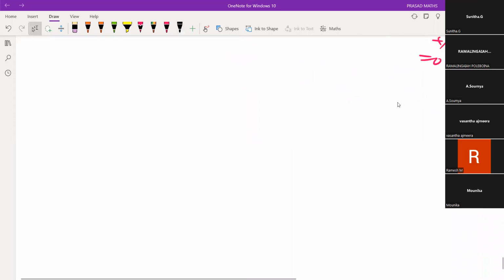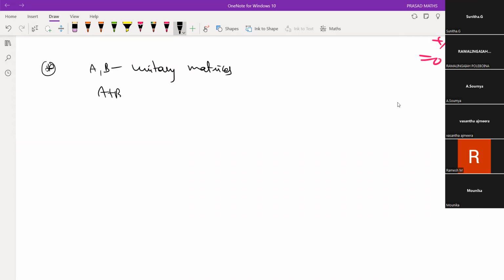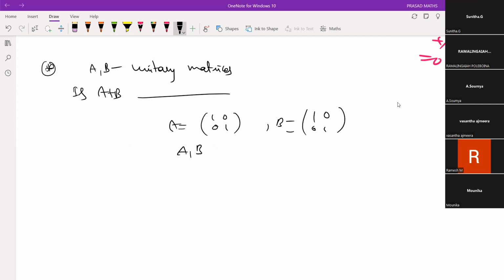Now look at the properties. Take A and B as unitary matrices. What about the sum? Is it unitary? The answer is no, it need not be. Take A as any matrix; without loss of generality, take the identity matrix, and B equal to the identity matrix. Clearly, A and B are unitary matrices. But what about the sum? The sum is 2, 0, 0, 2. Is it unitary? No.